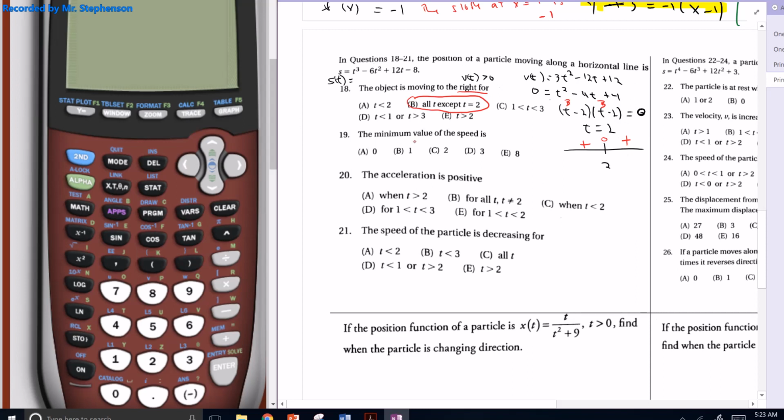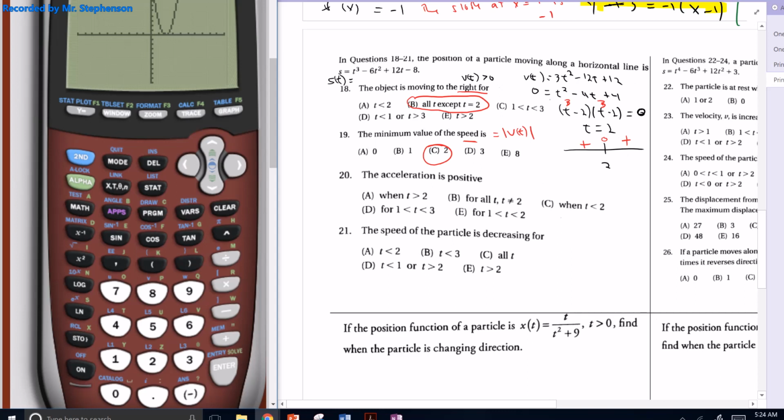Okay. The minimum value of the speed is what? So this one we're going to use our graphing calculator to help us a little bit, because we haven't talked a whole lot about maxes and mins. Basically, we're going to find the velocity function, because speed is the absolute value of velocity, graph it, and then see where it's a minimum. So our velocity function was this guy, 3x squared minus 12x plus 12. We look at our graph and figure out where the speed is a minimum. The minimum here occurs at t equals 2 again. If you see, the bottom point on this guy is at 2.